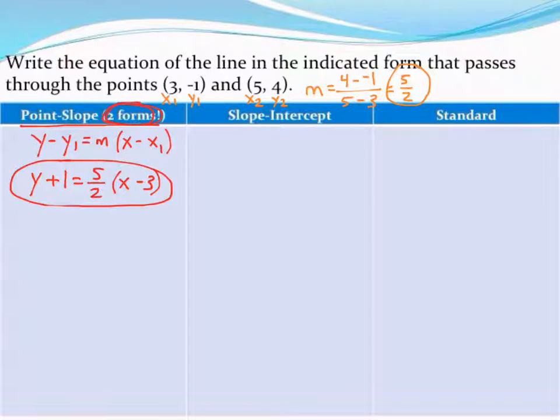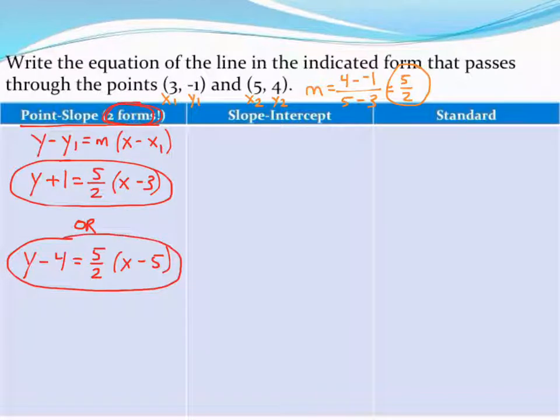To get the second version of it, I'm just going to use the second point. So same thinking, but the second coordinate up there. This time I'll use 5, 4 as my x and y values. So my second form of this equation will look like y minus 4, because I want to change the sign. Same slope, so 5 over 2, and then times x, and then minus 5 because my x value was 5 from that point. So there's 2 different forms of point-slope form for this equation.